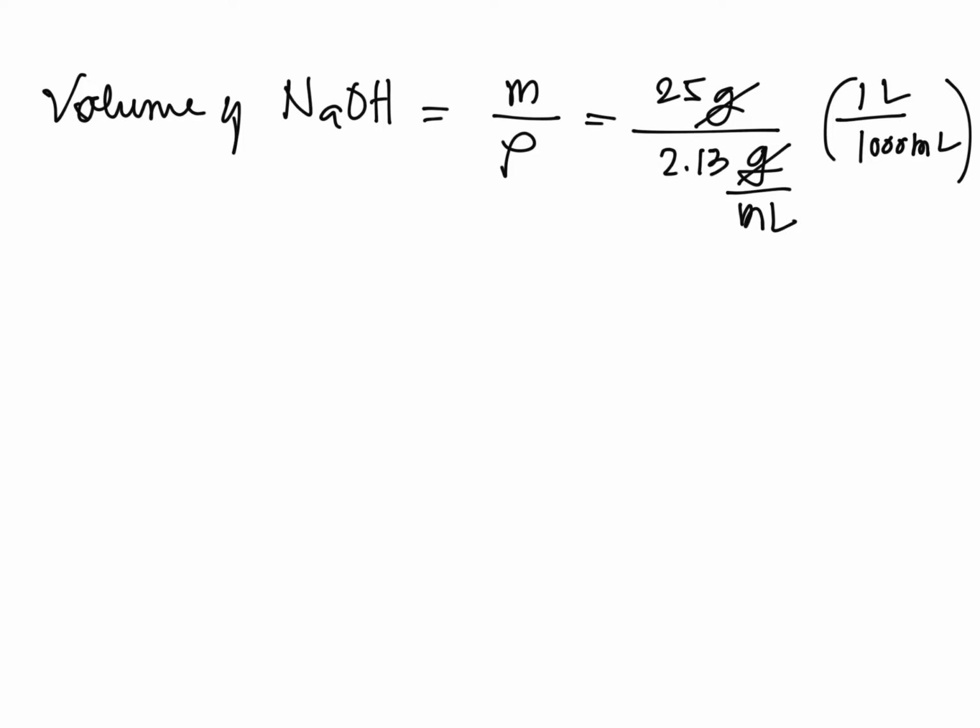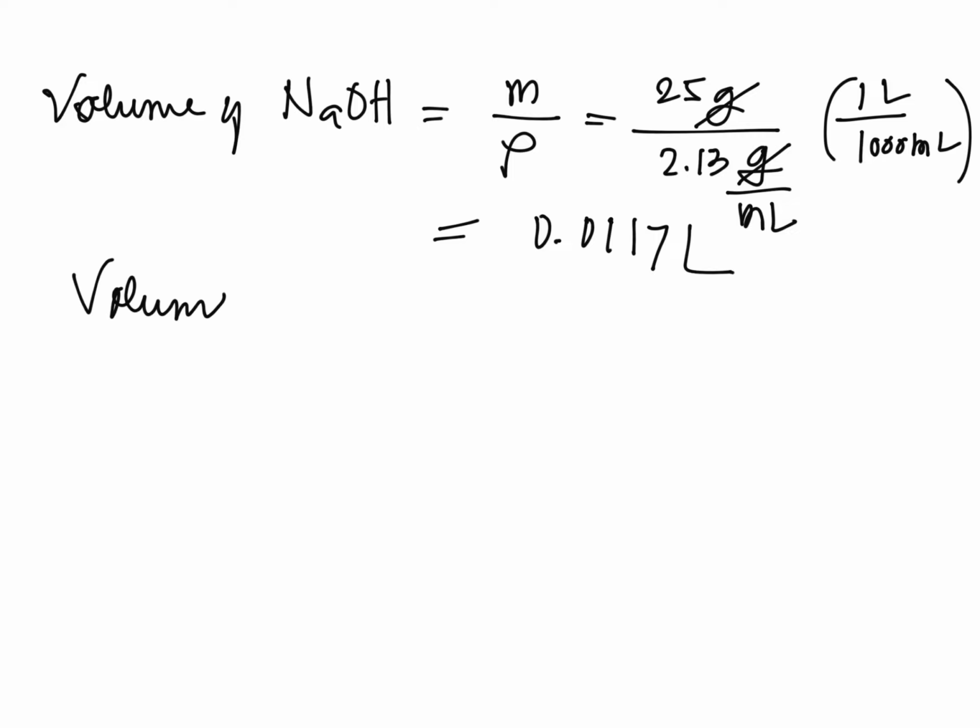25 divided by 2.13, that's 11.737. Then we divide it by 1000. So the volume of sodium hydroxide is 0.0117. It's just going to use this because 7 is a big digit already. So we're not going to use 0.012. Let's just do it in 4 digits. That's okay. So this is already in liters.